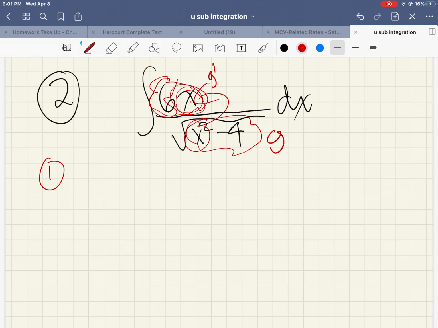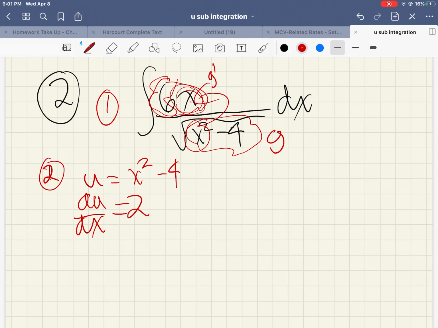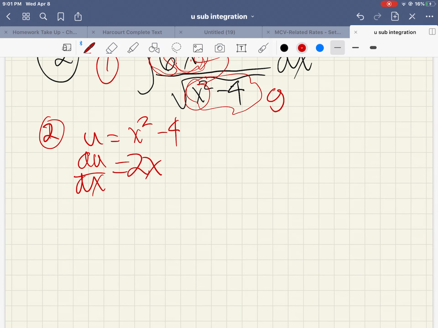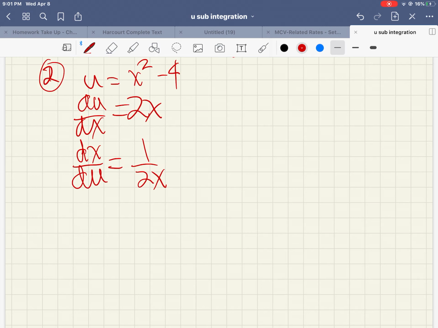So what do I start to do? Well, I let u be the inside function, g. So u is going to be x squared minus 4. Actually, the first thing was noticing; this is the second part. Then I do the derivative: du by dx equals 2x. Next, I isolate dx. So what I do is take the reciprocal: dx by du is 1 over 2x. And then I multiply both sides by du, and that eliminates du on the left, and I've got what dx is equal to.